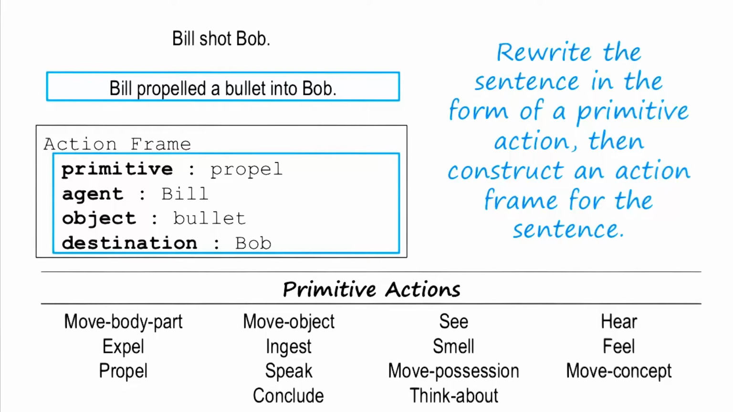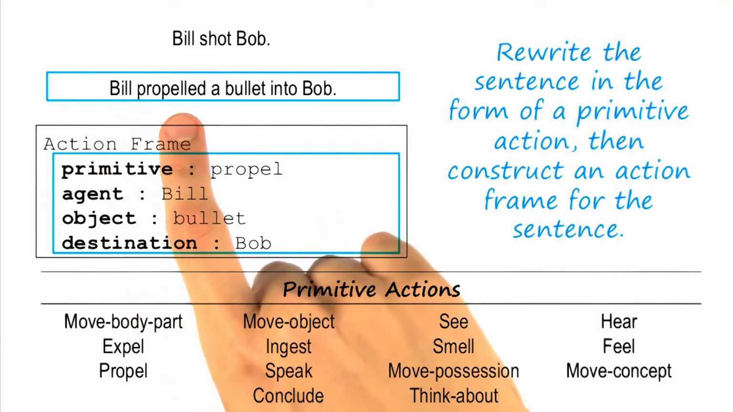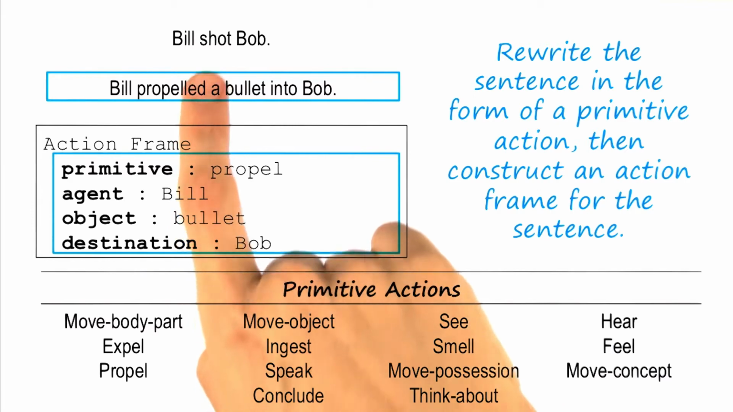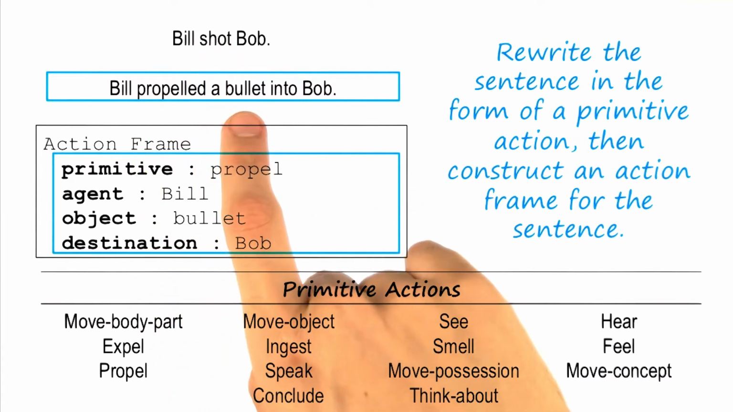What did you write, David? So I rewrote the sentence as Bill propelled a bullet into Bob. I looked at the verb shot and decided what that really means is pulling the trigger on a gun, which results in a bullet being propelled at high velocity out of the gun's barrel. So it's fair to say that shot becomes propelled a bullet.